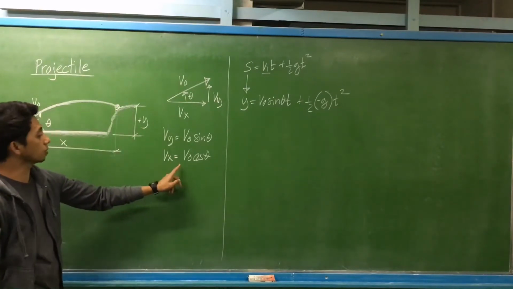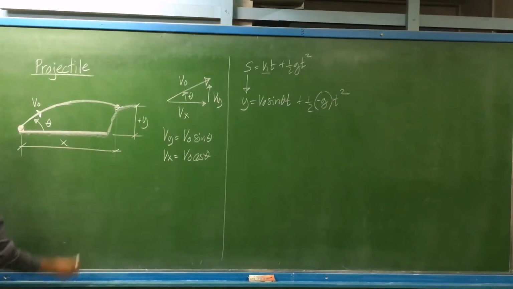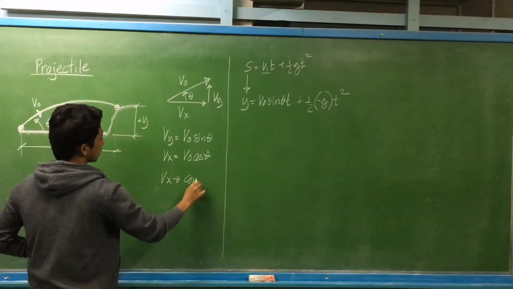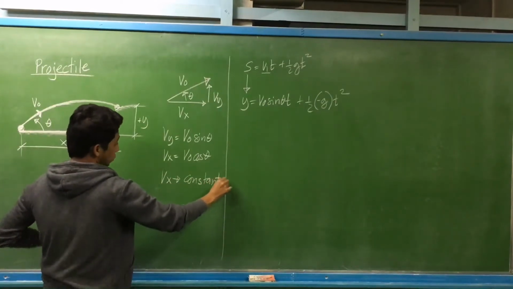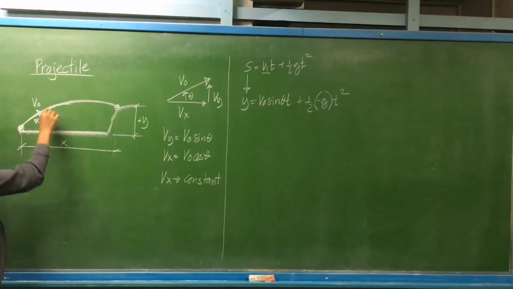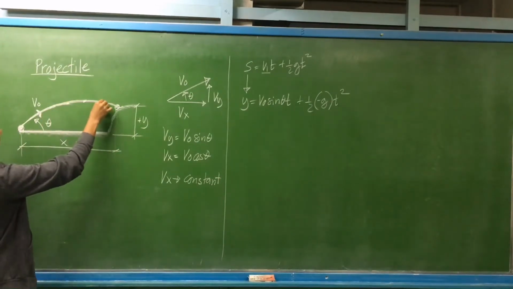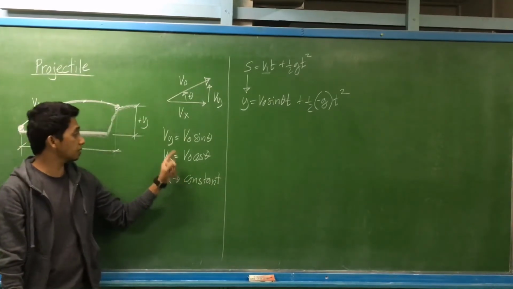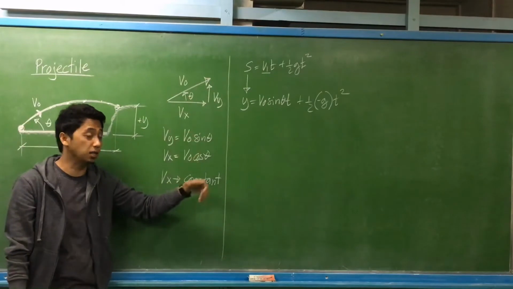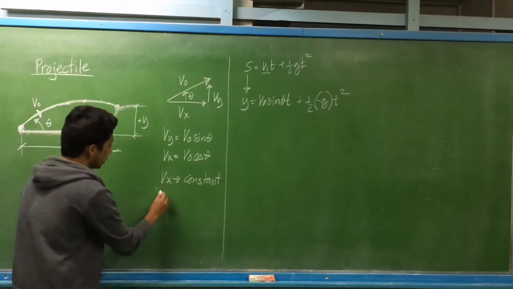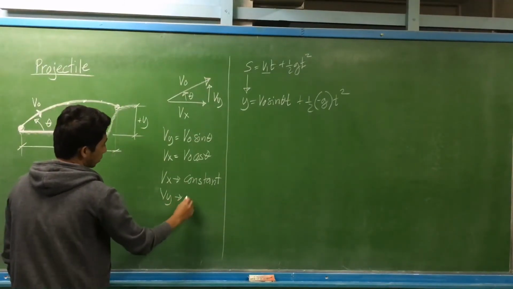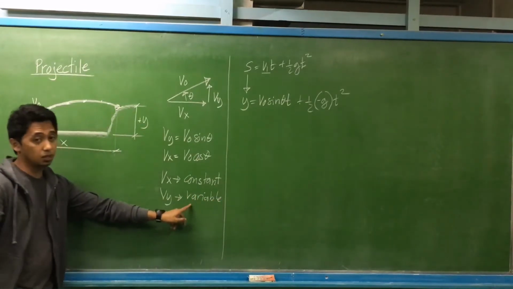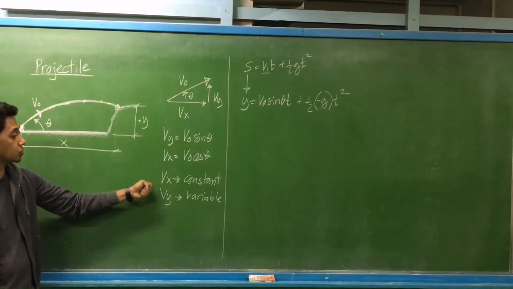How about the horizontal component? Take note that v sub x is constant. It will not change at any point of the trajectory of a projectile. The horizontal component is constant, unlike the vertical component, v sub y, which is varying. The vertical component is a variable. It is changing, while the horizontal component is constant.